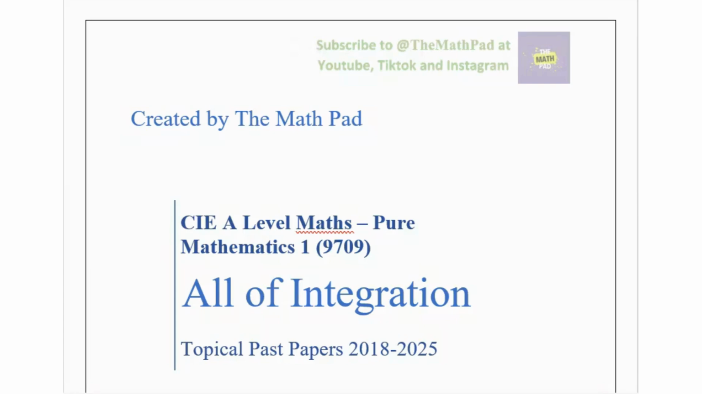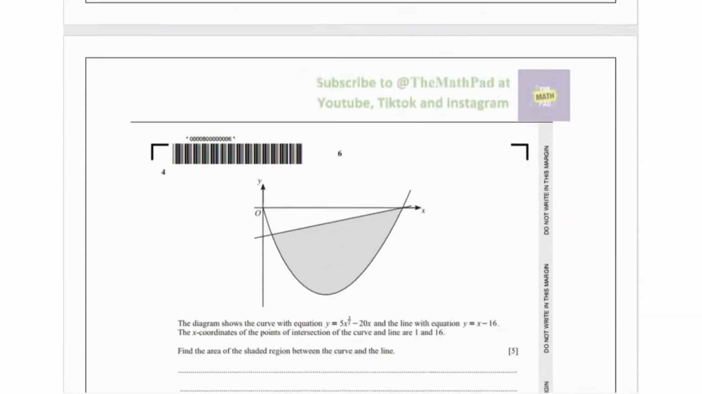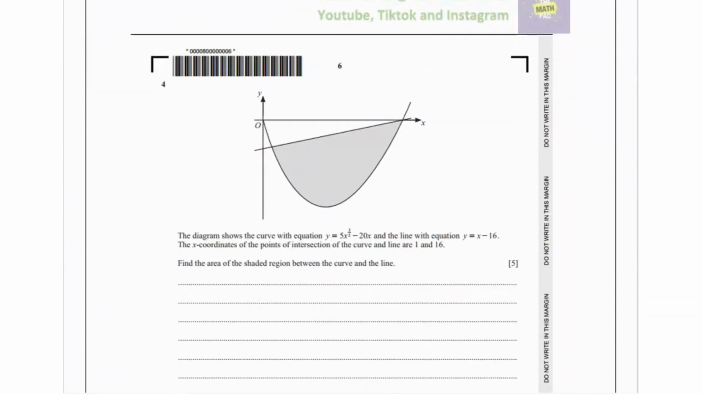So these are the three main things that come for integration in Pure 1. So let's start with this one and see how we can develop better understanding for this topic. And as you can see, we're using past paper questions starting from 2018 to 2025. So as you can see, the first type of question you get is to find the area of the shaded region between a curve and a line.